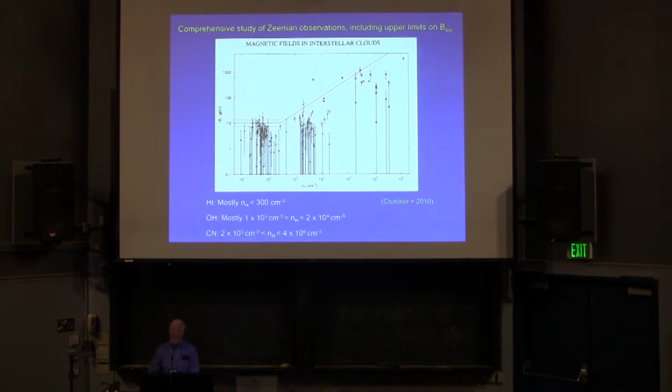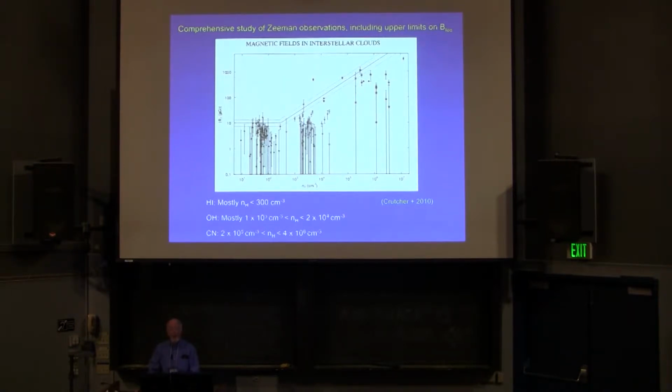Now, the most recent thorough study of the magnetic fields in the interstellar medium was in a paper by Crutcher et al. in 2010. He updated it a little bit in his annual reviews article a couple of years later, but I'm using here the data in the 2010 paper.